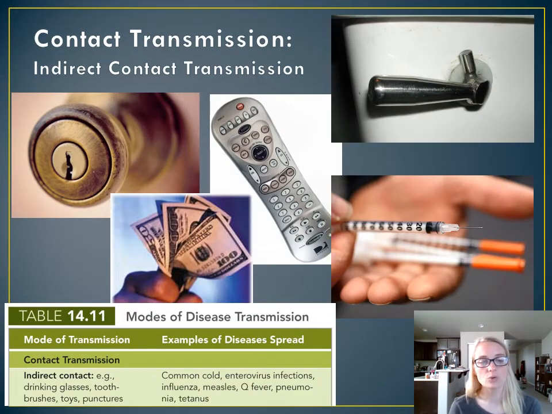Then we have indirect contact transmission. So it's still under the category of contact transmission, but with indirect contact, you're not touching the actual other person. It's not person-to-person contact. So drinking glasses, toothbrushes, toys, punctures. I've shown you some things that you could get transmission from: doorknobs, money, remote controls, toilet handles, needles.